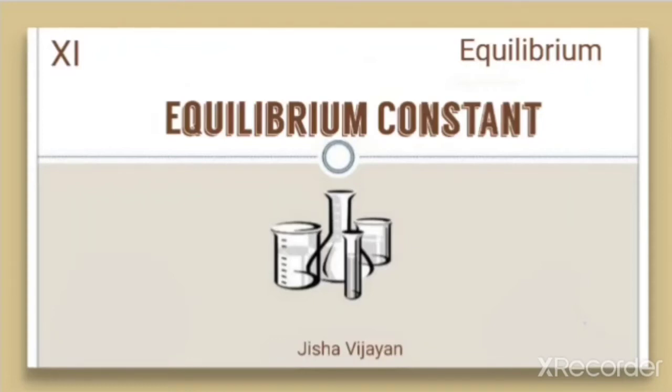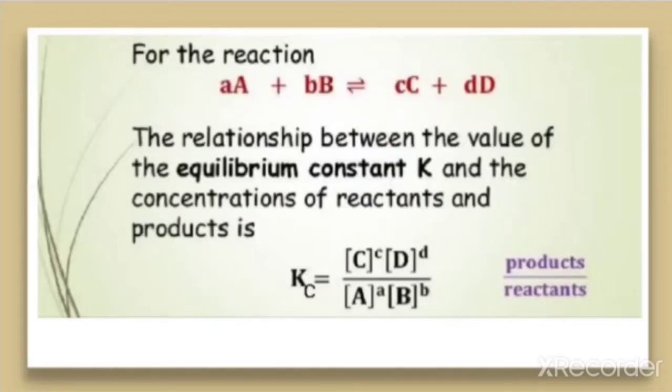Students, let us discuss equilibrium constant in the chapter equilibrium. For a reaction A plus B giving rise to C plus D, the relationship between the value of equilibrium constant and the concentration of reactant and product is what we have already discussed in the previous video, that is Kc is equal to [C]^c [D]^d divided by [A]^a [B]^b.